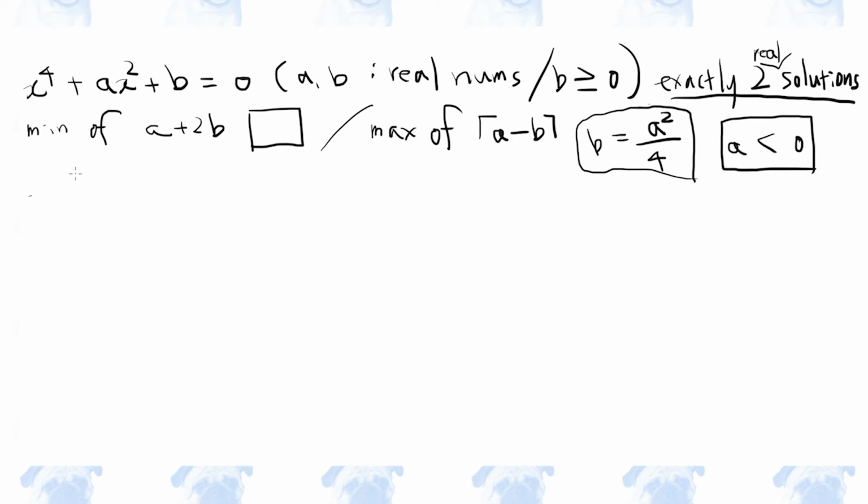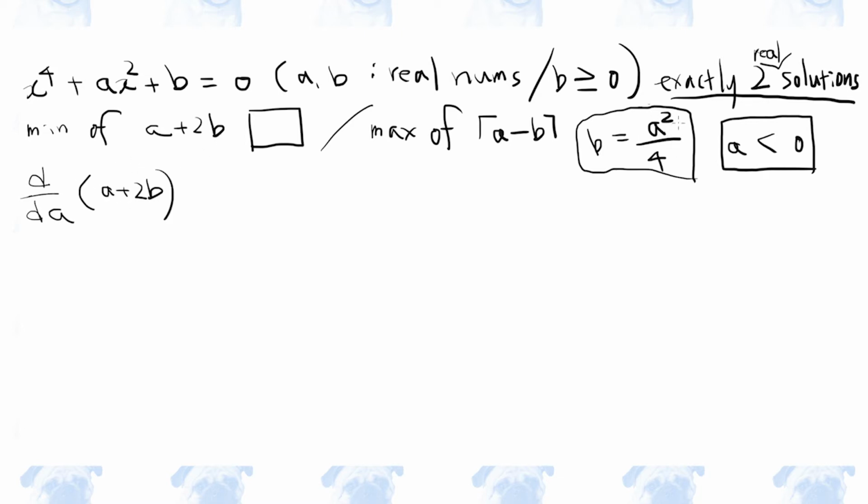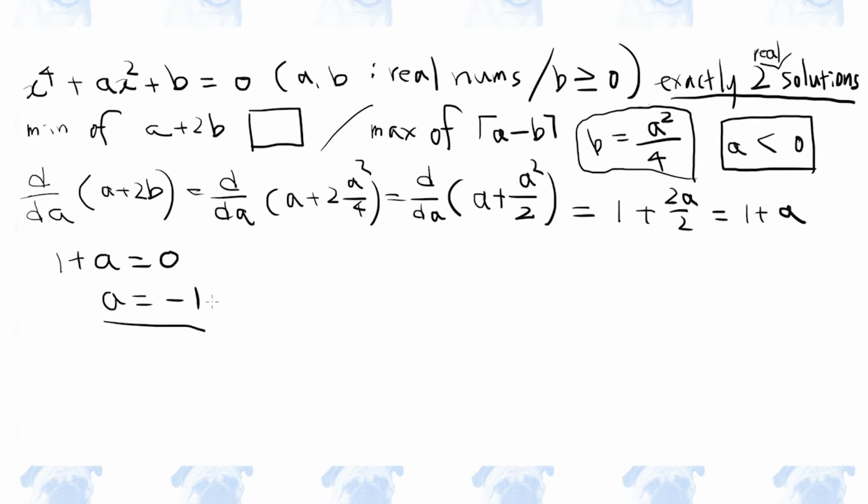And now we can finally move on to this part of the question, finding the minimum value of a plus 2b. In order to find the minimum value, we need to differentiate this expression with respect to a. b is equal to a squared over 4, so we can replace b with a squared over 4. And now let's solve 1 plus a equals 0. This value of a satisfies the condition that a must be negative.